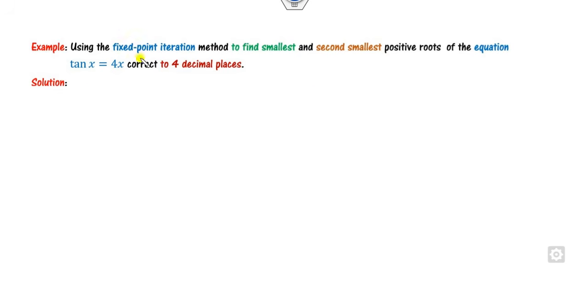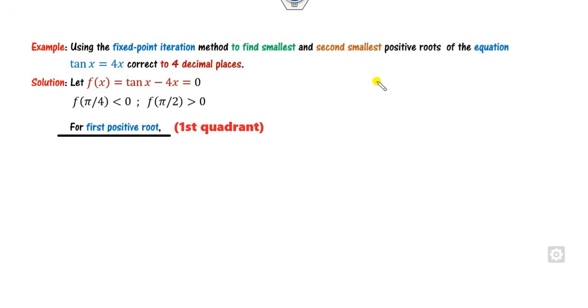Okay, look at another one. Apply the fixed point equation. Find the smallest and the second smallest roots of this equation, tan x equals 4x. Very simple. Interval is not given to you. Fine. So firstly you can find the interval. So f of pi by 4 is less than 0, because pi by 4 is my 1. And f of pi is greater than 0. So the root lies between pi by 4 and pi.